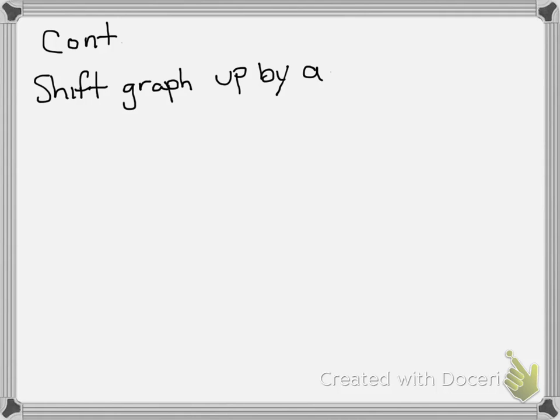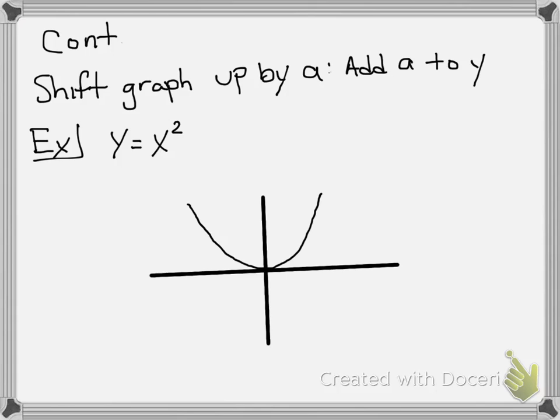Okay, let's continue this discussion. How do we shift our graph up by a units? To do this, we add a to y. For example, let's say we've got the equation y equals x squared. If we add 2 to y, we go from y equals x squared to y equals x squared plus 2. Notice we're not replacing x with x plus 2. We're just adding it to the end, to y. And we see that this shifts up our graph. This one should be fairly intuitive to you.